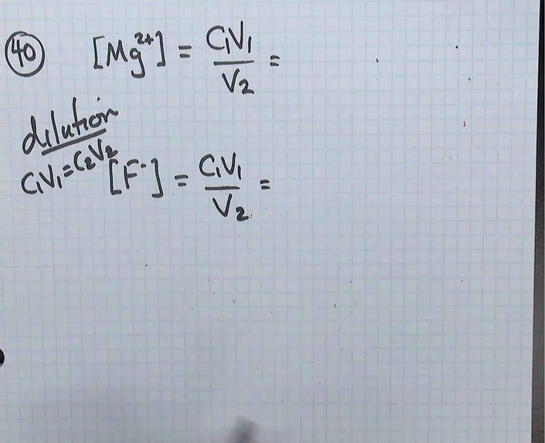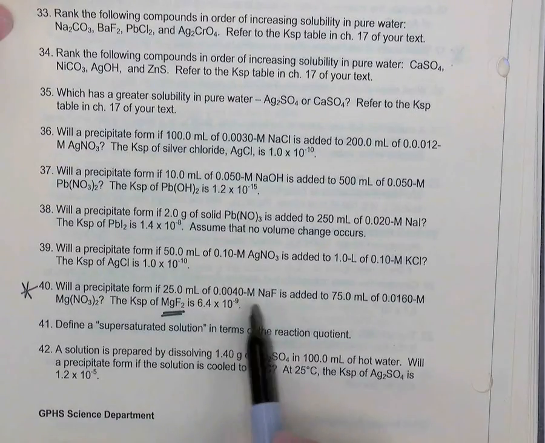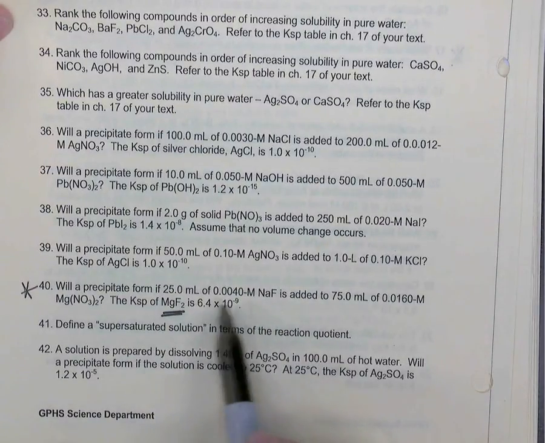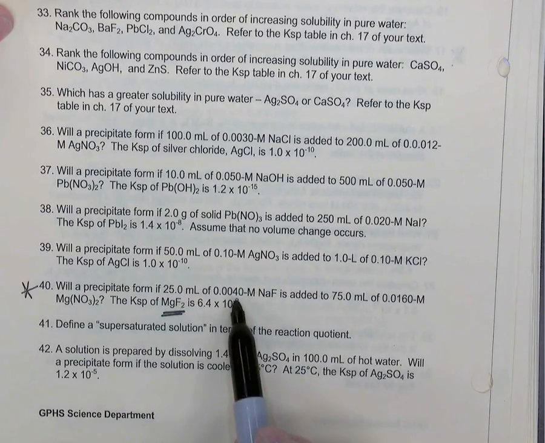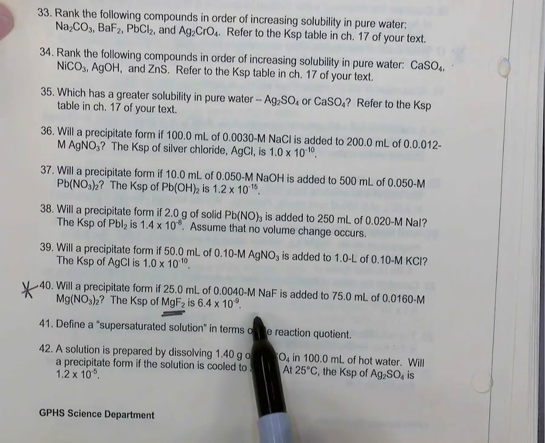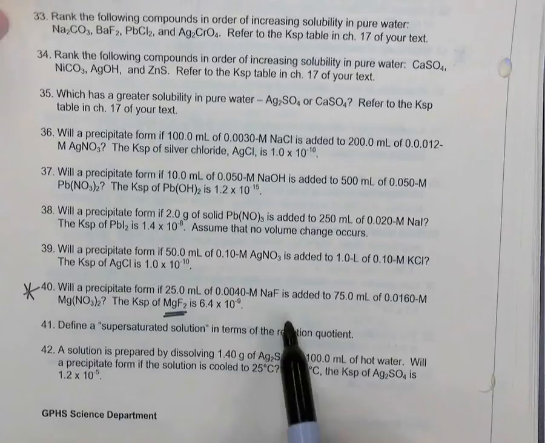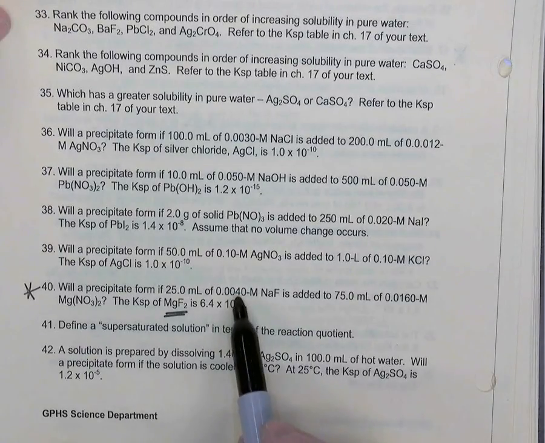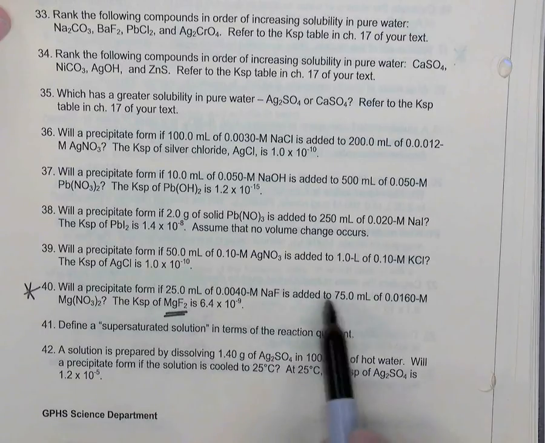Looking back at the question, we were told that the volume of NaF, the volume of fluoride, that's where the fluoride comes from, was 25 milliliters. So that's its V1. And this is its C1, 0.004. Notice that there's one fluoride in sodium fluoride. So if you have 0.004 molar sodium fluoride, you have 0.004 molar fluoride. So we know its initial volume, we know its initial concentration. The V2, the final volume, is the total volume after mixing.